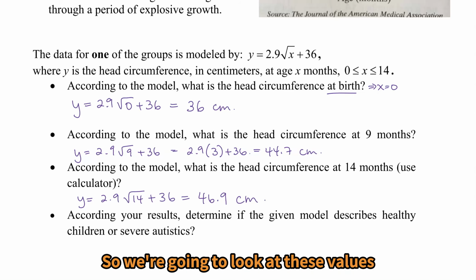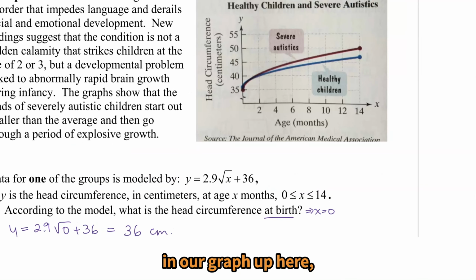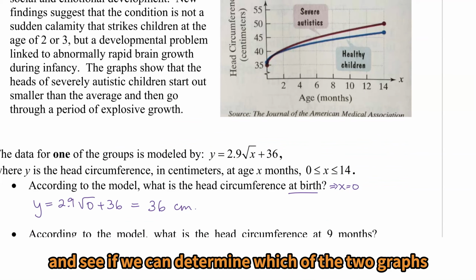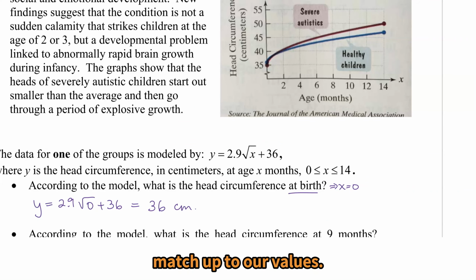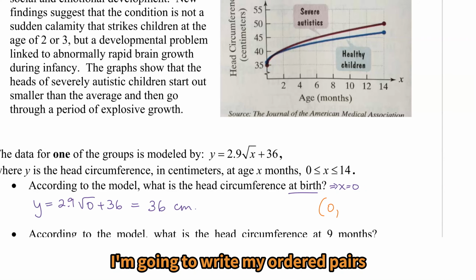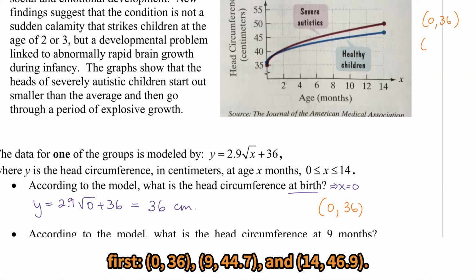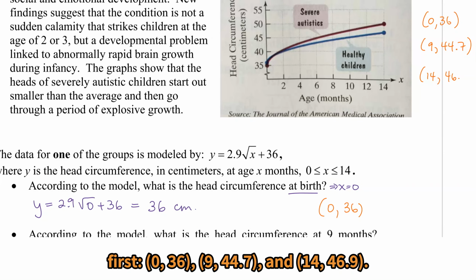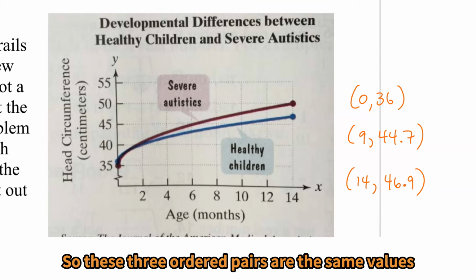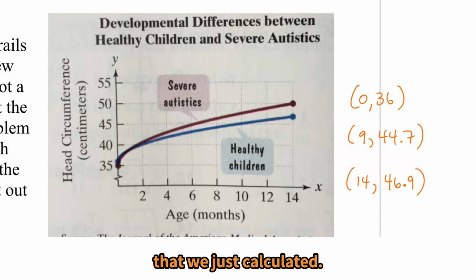So we're going to look at these values in our graph up here and see if we can determine which of the two graphs match up to our values. So I will use a bright yellow here. x is 0. I'm going to write my ordered pairs first. (0, 36), (9, 44.7), and (14, 46.9). Okay. So these three ordered pairs are the same values that we just calculated.